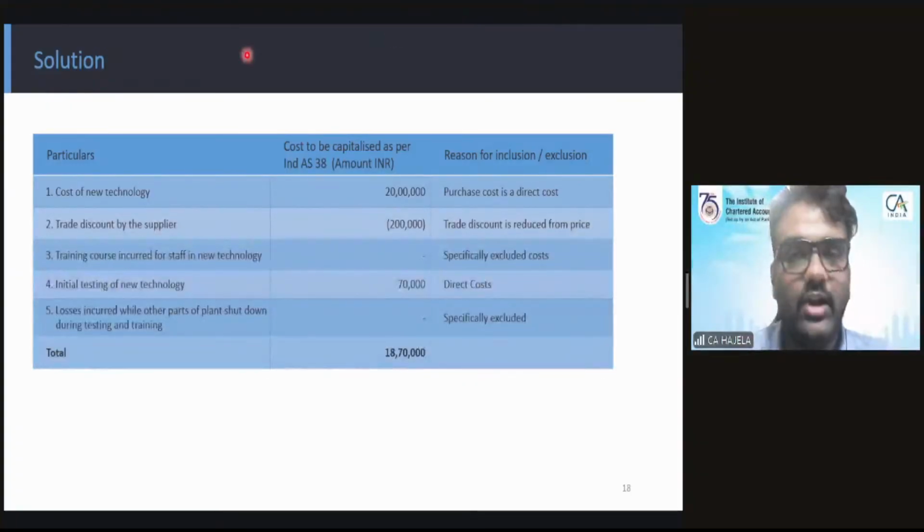Right? Control. What are the three factors that we have to apply? Whether it brings us economic benefits or not, whether we control it or not, and is there a reasonably reliable value that we can associate with that particular asset? Only then are we allowed to capitalize it.